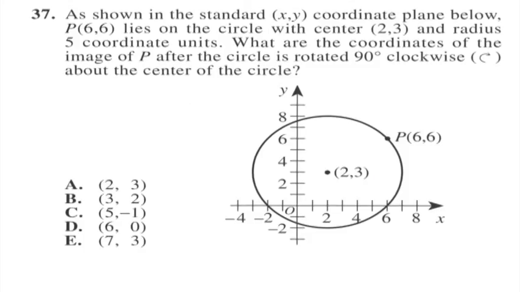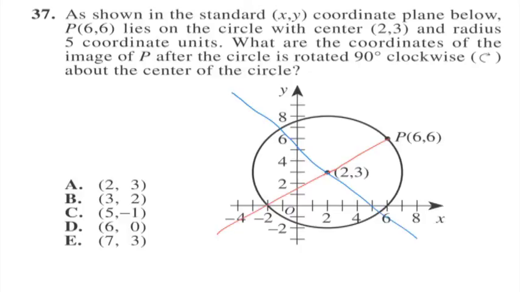We look at the next one. This is a little bit different because it tells us that we've got this point P on the circle. It has a center of (2, 3), and it has a radius of 5. What are the coordinates of the image of P after the circle has been rotated 90 degrees? Okay, so what we want to do is look at this, and we'll just draw ourselves a line here to get an idea of what that looks like. And then we're going to draw one that would be roughly a right angle to that, which is something like this.